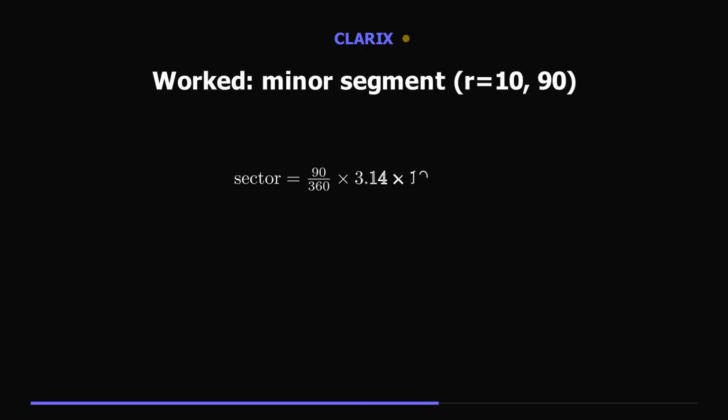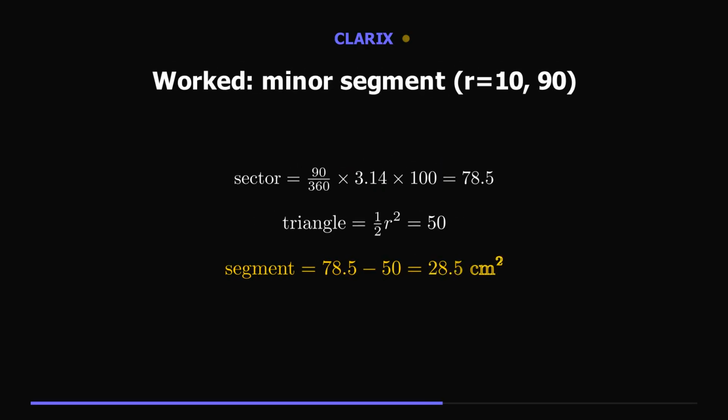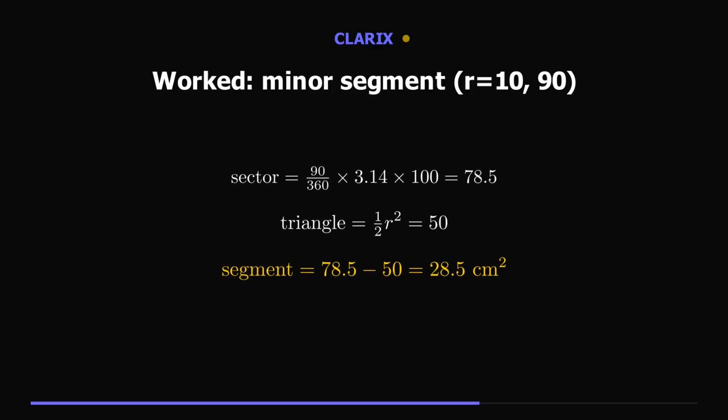Let's do the classic. A chord of a circle of radius 10 subtends a right angle at the center. Find the minor segment with pi as 3.14. Sector first, 90 over 360 times 3.14 times 100. That's 1/4 of 314, equal to 78.5. Triangle, 1/2 r squared, 1/2 of 100 equal to 50. Segment is 78.5 minus 50, 28.5 square centimeters.